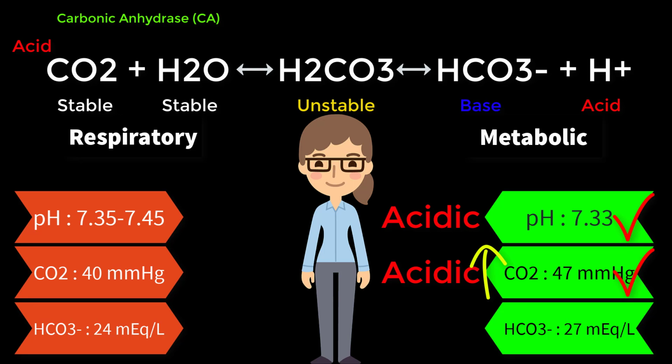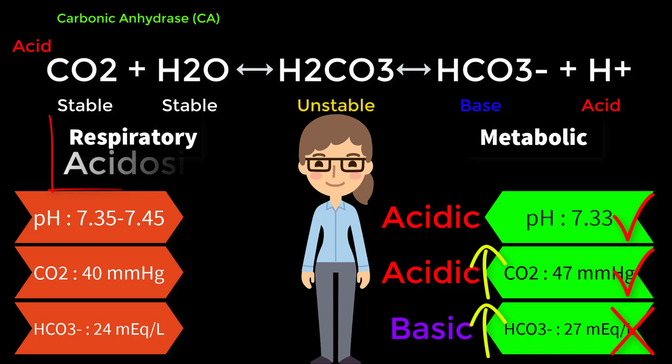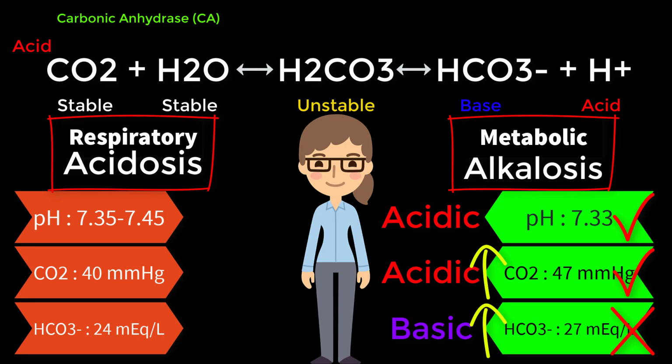Bicarb levels are high. Now does someone with high levels of bicarb become acidic or basic? High levels of bicarb are going to make them basic, so this is the opposite of the problem. This means bicarb is trying to fix the problem. So we would diagnose this patient with respiratory acidosis with metabolic alkalosis trying to compensate to fix the problem.